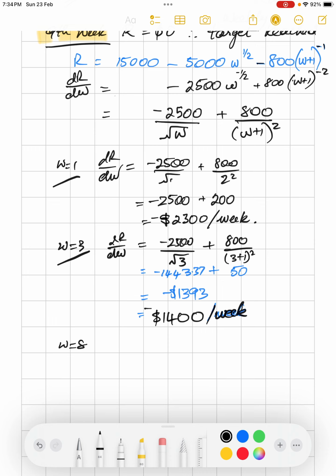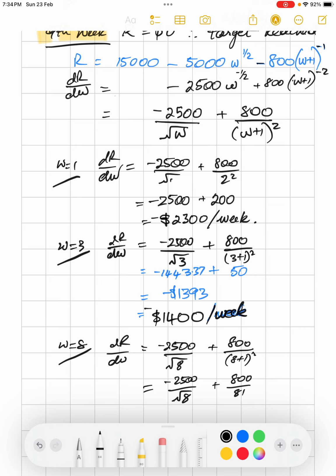And week 8, dR/dW is negative 2,500 over the square root of 8 plus 800 over (8 plus 1) squared. So it's 800 over 9 squared, which is 81, and I'll just leave that as root 8. Get my calculator again. You're going to have to do this yourself if you don't trust me. Plug it in: 2,500 divided by the square root of 8.